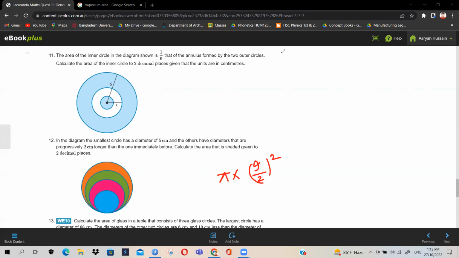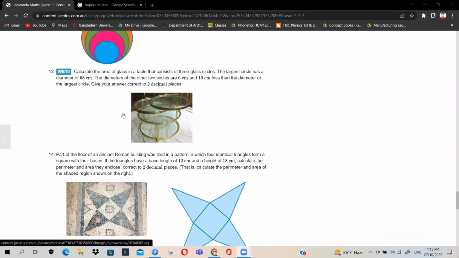Calculate the area of glass in a table that consists of 3 glass circles. The largest circle has a diameter of 68 centimeters. The diameters of the other two circles are 6 centimeters and 10 centimeters less than the diameter of the large circle. There is nothing to do here. In one instance, you will use 68 centimeters, in another 62, and in another 58 centimeters. These would be the three diameters that you will use to get the answer.